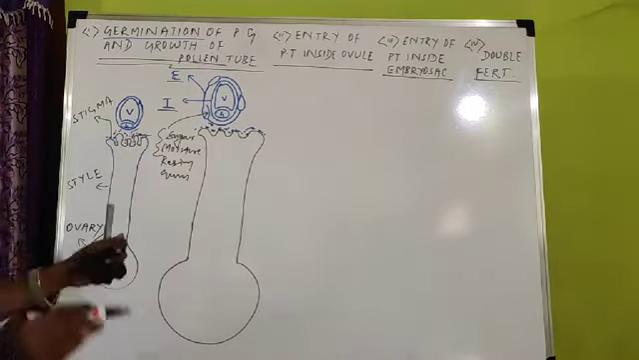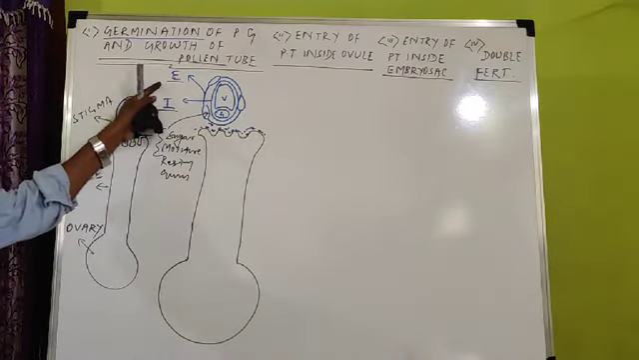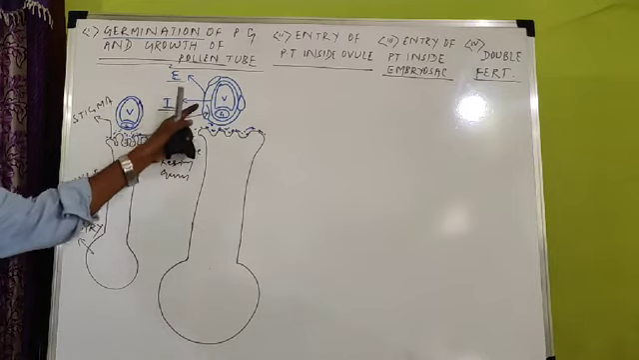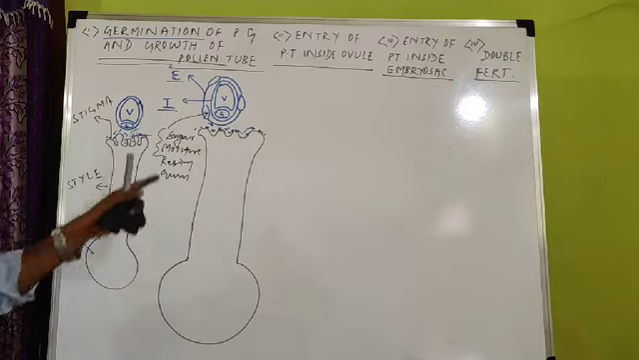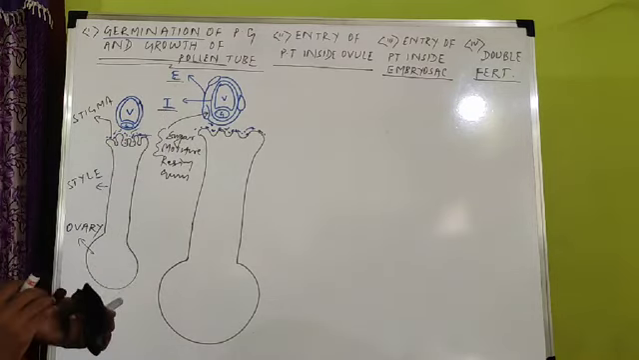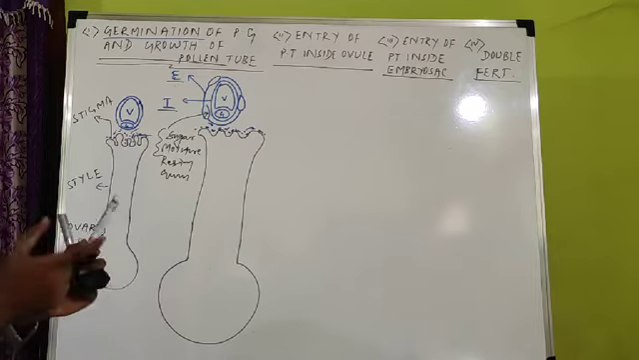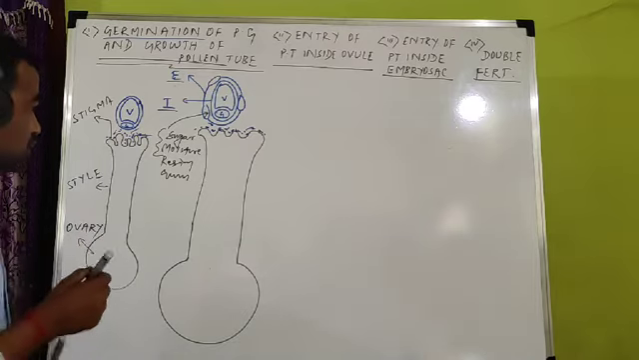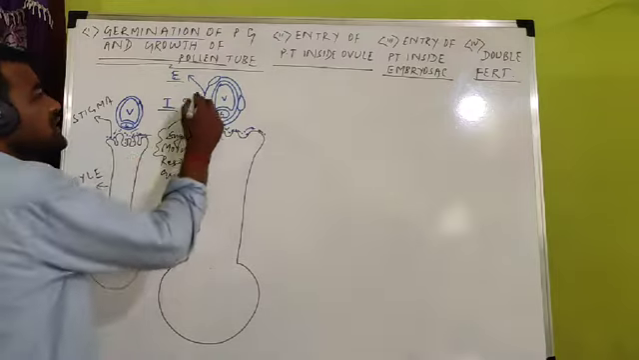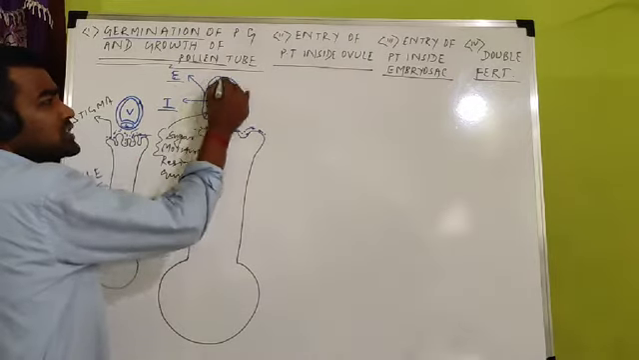Already I have told you, exine is most resistant. It is made of sporopollenin, one special chemical. And intine is made of pectocellulose. So intine is thin. Intine is elastic in nature. Intine can be expandable. It can relax or expand, contract. But the exine layer cannot show this type of phenomenon.